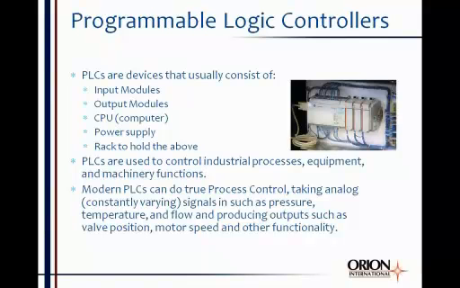PLCs are used a lot in industry. They're used to control industrial processes, to control equipment, and to control how machinery operates. The new PLCs can do true process control. They can take analog inputs, which is a constantly varying signal, such as from a pressure transmitter or temperature or flow, and then produce outputs such as valve position, motor speed, or some other functionality. It can actually do process control, variable inputs, variable outputs. Formerly this was a function only of distributed control systems, DCS systems, but now PLCs can do this too.